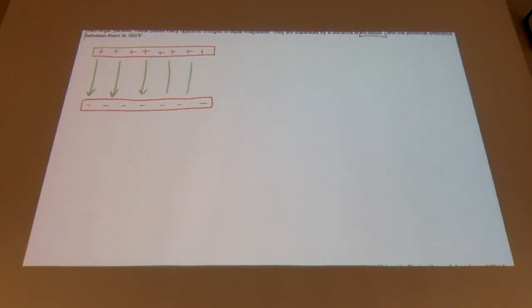Because if I drop a positive charge anywhere between those 2 plates, it's going to be pushed away from the top plate and down toward the bottom plate. That defines the direction of the electric field. Notice it says they are separated by a distance of 45 millimeters. So we're going to say that this distance is 45 millimeters. And the potential difference between them is 350 volts. So we could say between these 2 points, we have a delta V, a potential difference of 350 volts.